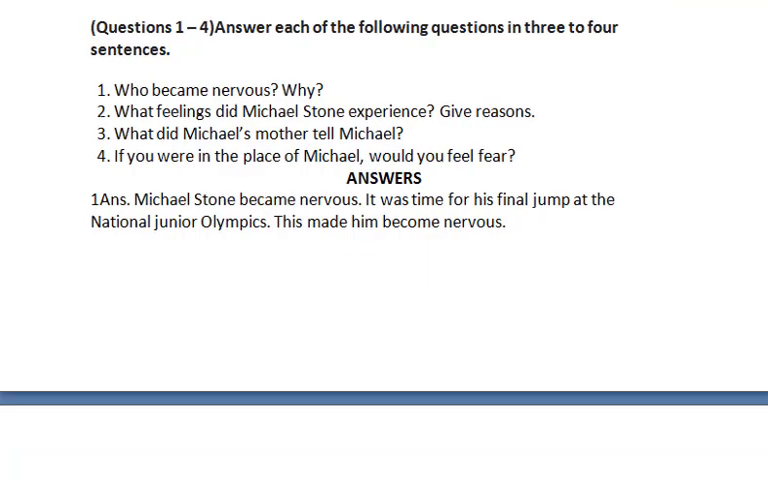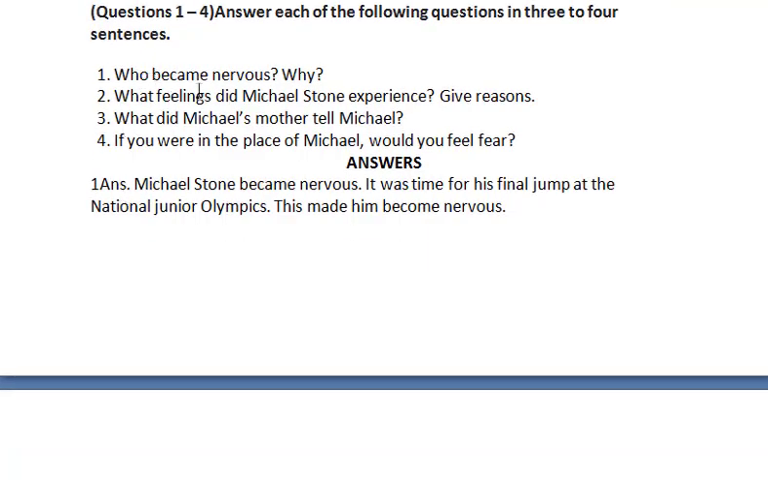Let's check this one. Who became nervous? Why? Here is the answer. Michael Stone became nervous. This is sentence number 1. It was time for his final jump at the National Junior Olympics. Sentence number 2. And this made him become nervous. Sentence number 3. In such a way, your answer should have 3 to 4 sentences.